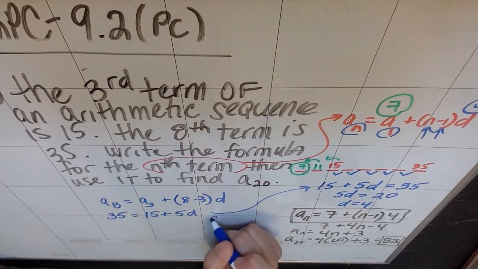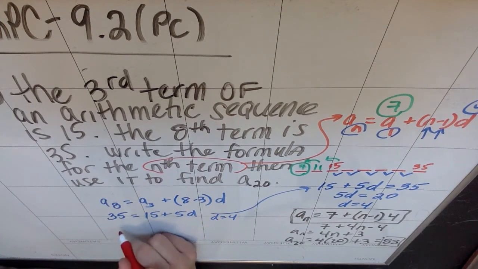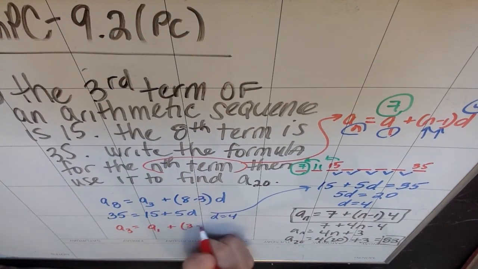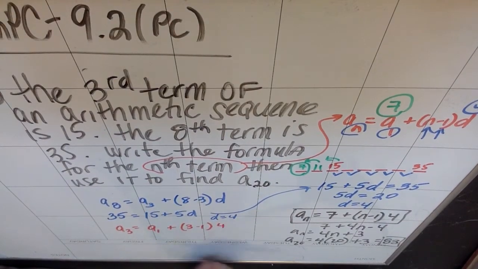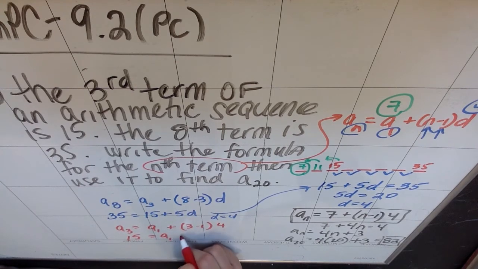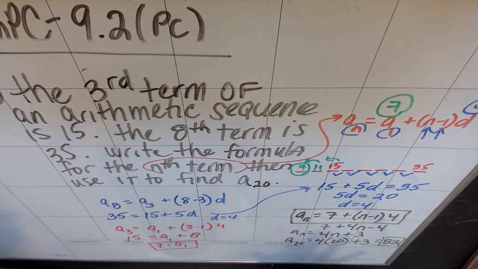And so once I get that my d is 4, I could actually do the exact same trick with 1 and 3. If I wanted a sub 1, I could say, a sub 3 is a sub 1 plus 3 minus 1 times the common difference, which I now know is 4. So that means 15 is a sub 1 plus 2 times 4, which is 8. Oh, look, my a sub 1 is 7. So that's a clever way to do it. I get the same answer in the end, but it's a clever way to do it if what I give you are terms that are farther apart.